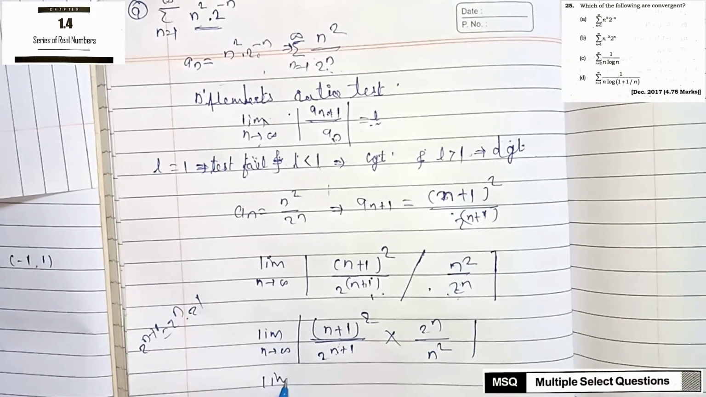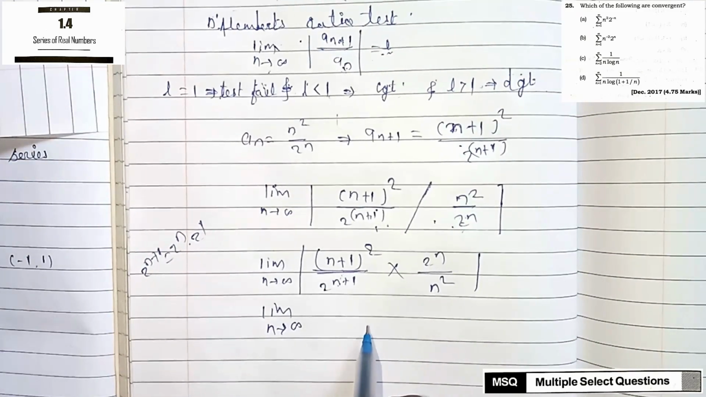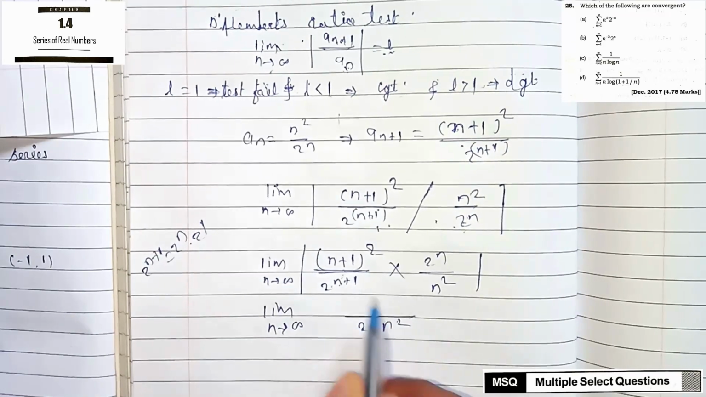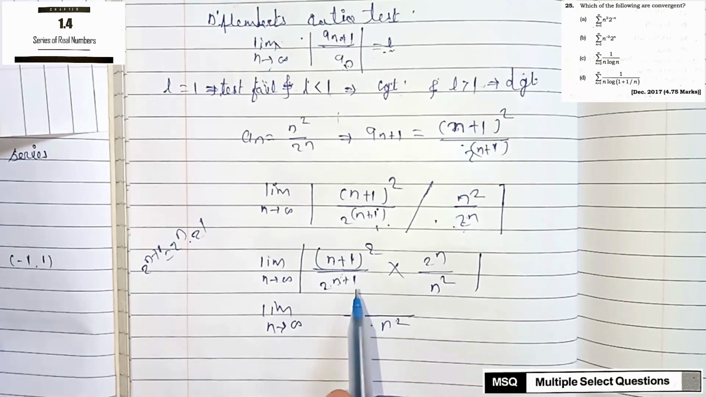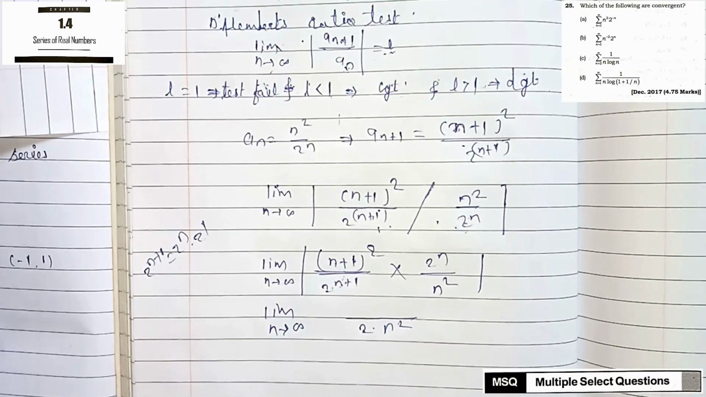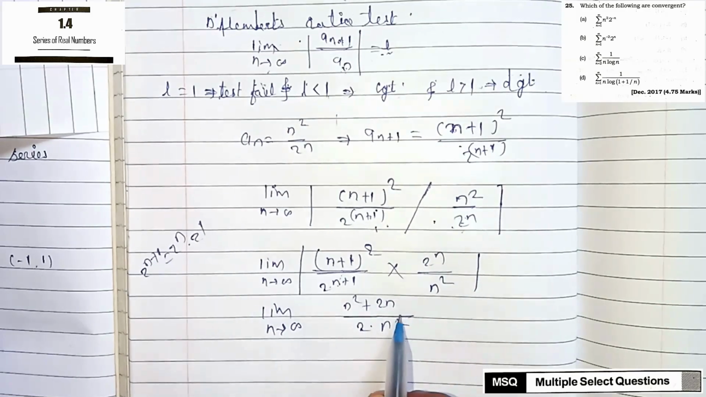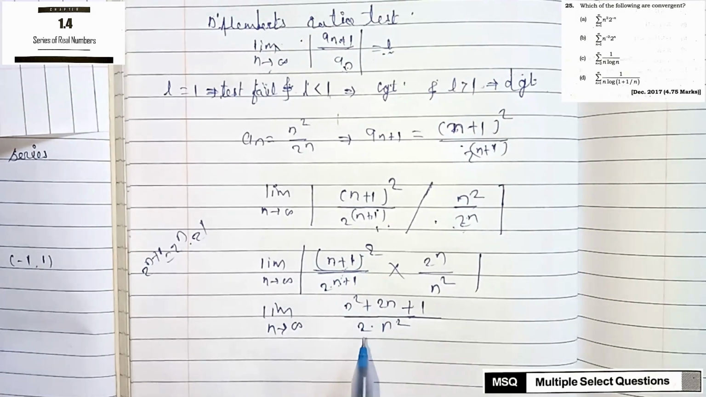So we'll get the limit as n tends to infinity. Here we are left with 2 and n square. The numerator comes as (n plus 1) bracket square. a square plus twice of ab plus b square we have to apply over here. That means n square plus twice of n into 1 plus b square, which means 1. So I used the a plus b expansion here.